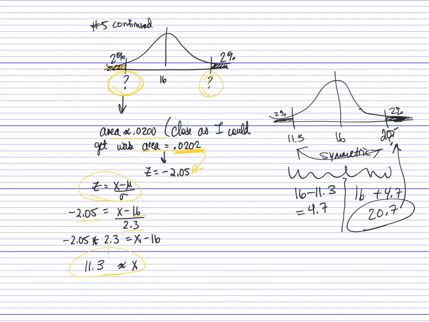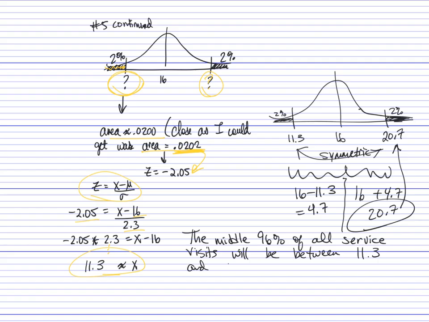20.7, so sorry. Let's erase that. That's such a mess. Okay, 20.7. Now, let's write ourselves a sentence. The middle 96% of all service visits will be between 11.3 and 20.7 minutes. All right. What do you think?